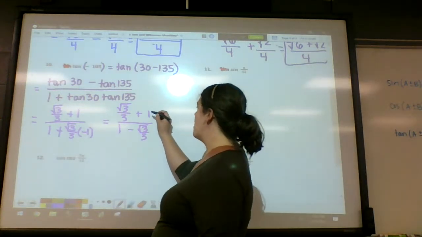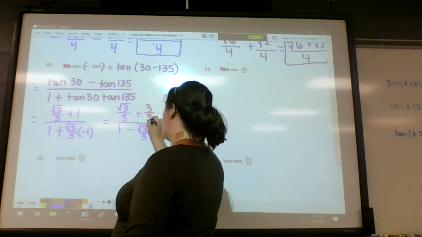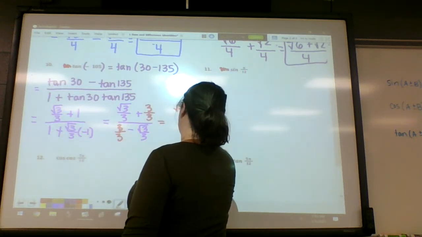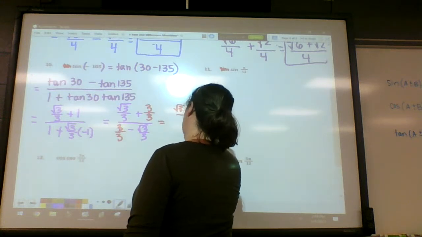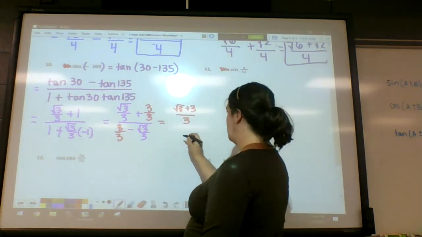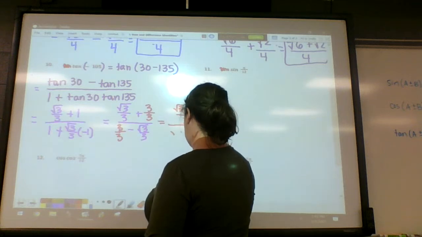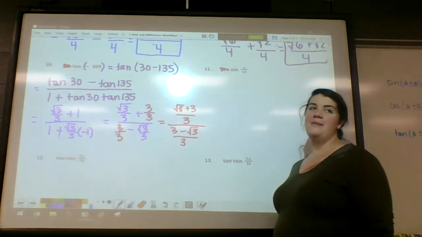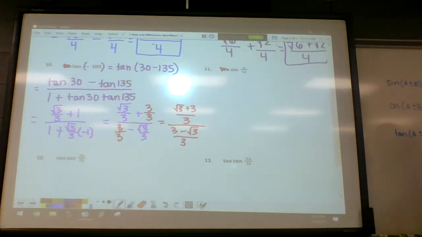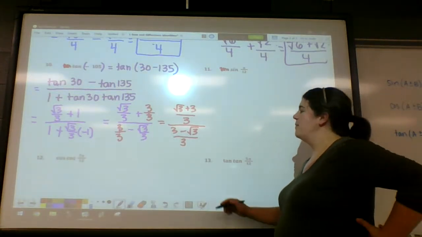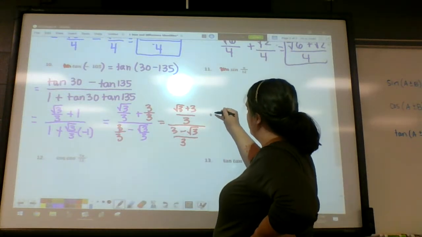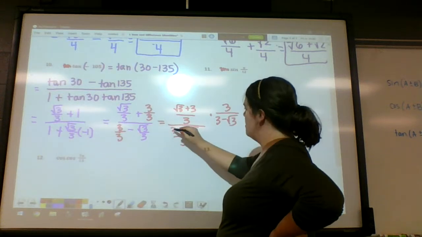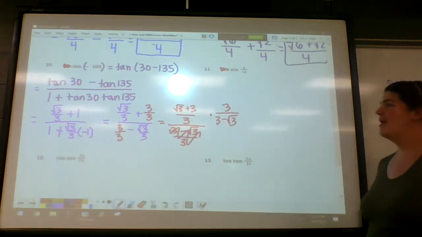So the 1 should become 3 over 3's. So what we really have is the square root of 3 plus 3 all over 3. That's your numerator. And then the denominator would be 3 minus the square root of 3 all over 3. And now you're good to flip and multiply. So this denominator flips over, so 3 on the top and 3 minus the square root of 3 on the bottom. And then what's going to happen on the multiply?